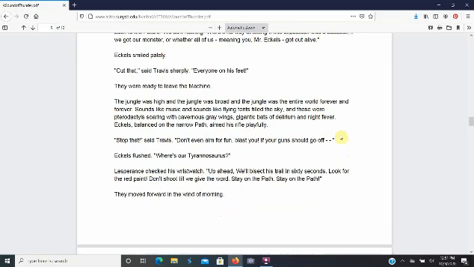The jungle was high, and the jungle was broad, and the jungle was the entire world forever and forever. Sounds like music and sounds like flying tents filled the sky, and those were soaring with carnivorous gray wings, gigantic bats of delirium and night fever. Eccles balanced on the narrow path, aimed his rifle playfully. "Stop that," said Travis. "Don't even aim for fun, blast you. If your gun should go off." Eccles flushed. "Where's our Tyrannosaurus?"